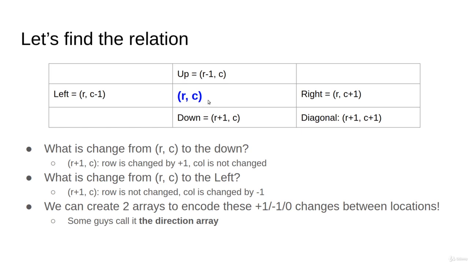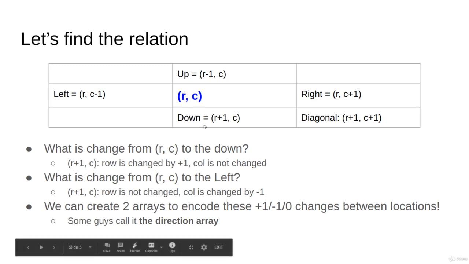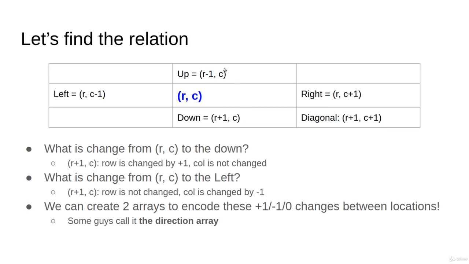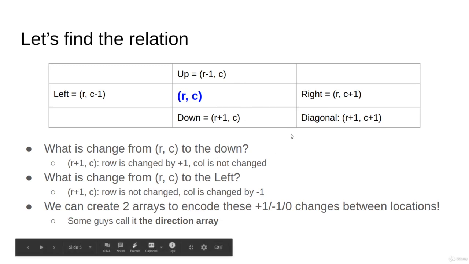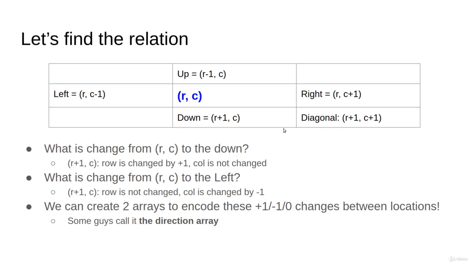So given the center here, I can get the down by just incrementing the row by 1. In a similar way, if we would like to go one step back, we don't need to change the row, but we need to decrease C by 1. And so on. If we would like to move diagonally, we add 1 to the row and 1 to the column. So given a position, we can easily use 2 lists to maintain these minus 1, plus 1, 0 changes. We call that the direction array, mainly in some programming competitions or contests.